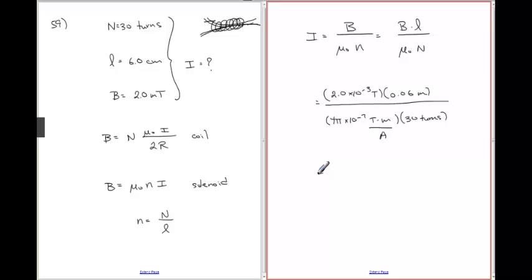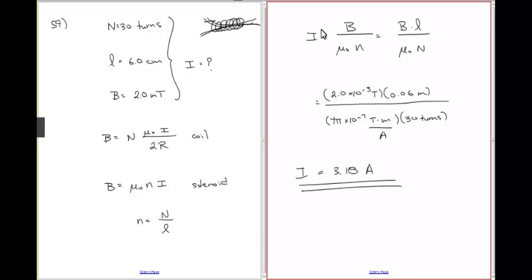Okay, so let's plug the numbers in and see what happens. 2.0 e to the minus 3 times 0.06 divided by 4 divided by pi divided by 1 e to the minus 7 divided by 30. And so what I find out is the current has to be 3.18 amps, which again is a number that looks reasonable for current through a solenoid.